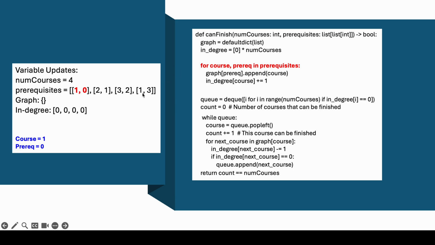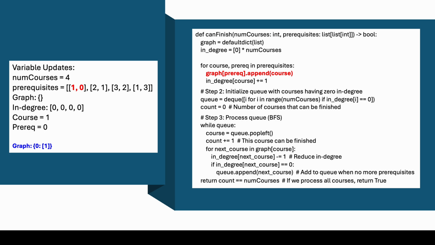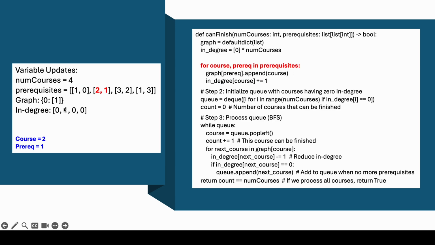As we can see, these are all the prerequisites. The first one is course 1 and prerequisite 0. Then we're going to add that to the graph, 0 and 1, 0 being the key, 1 being the value. 0 is a prerequisite for 1. We're going to increment in-degree, and as you can see, now it equals 1. It used to be 0.